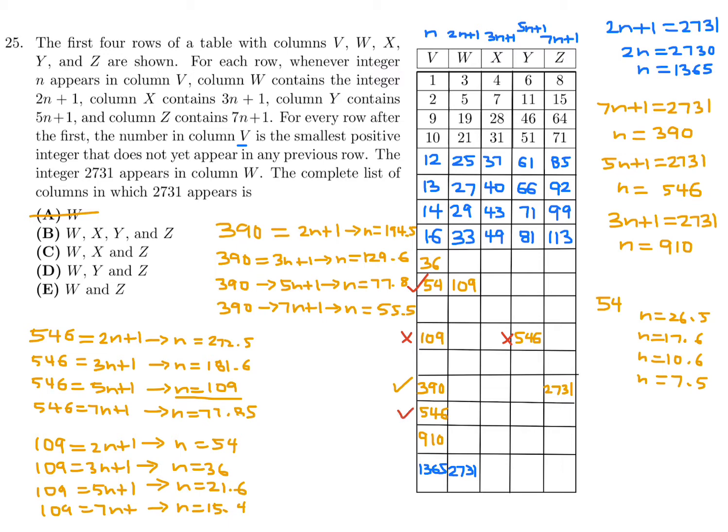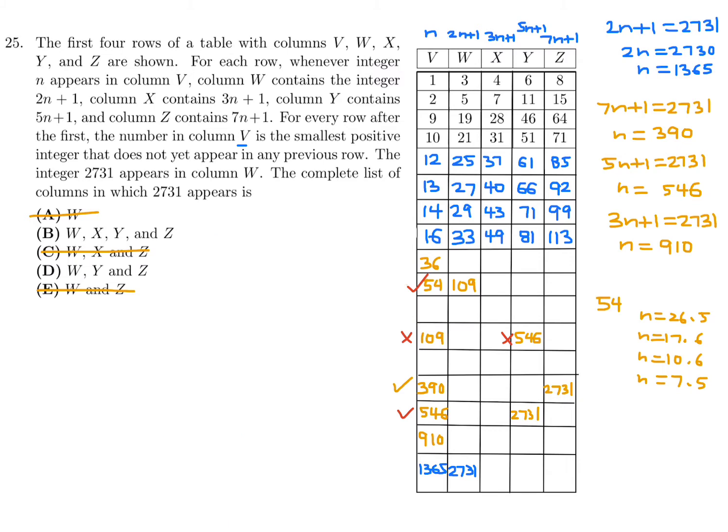Right? And since 546 can appear there, when we do the 5n plus 1, it will end up creating a 2731 here. So it also appears in column Y. So I guess we can eliminate this one and this one. Now we just have to show, does it appear in X? Yes or no? The 2731.